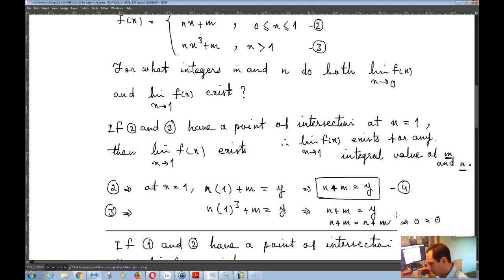Well, since n and m basically simply cancel out from this system of equations, that just simply means that it doesn't matter what their values are. So that's basically, I suppose, why we can say that the limit of f of x when x tends to 1 exists for any integral value of m and n.